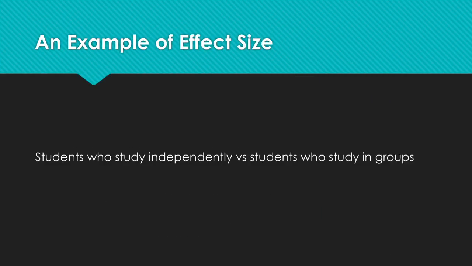An example of how effect size can be used is when looking at grades for students who study independently versus students who study in groups. Group 1 students get A's and Group 2 students get D pluses. Essentially, the study would be looking at the effect of the two different study methods on the grades of the two groups of students.